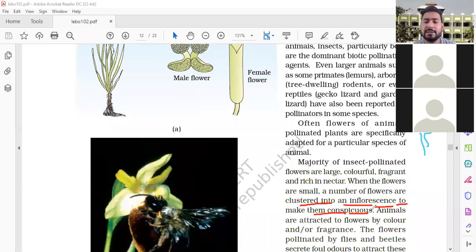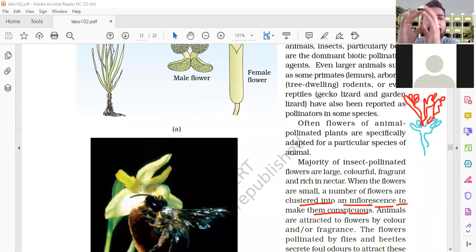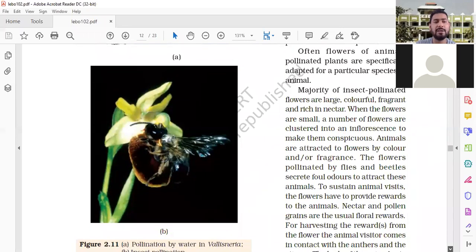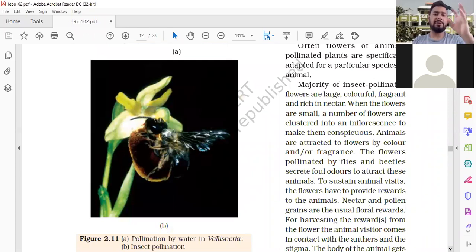Conspicuous means clearly visible or distinct. So if the flower is small, nature adjusted: the number of flowers should be increased. If the number of flowers increases, in this way they appear as a whole inflorescence, and this whole inflorescence is conspicuous, clearly visible. So in this way, nature tried to attract the insects. If the flower is small but their number is too much, the insects will see it and come for the pollination.